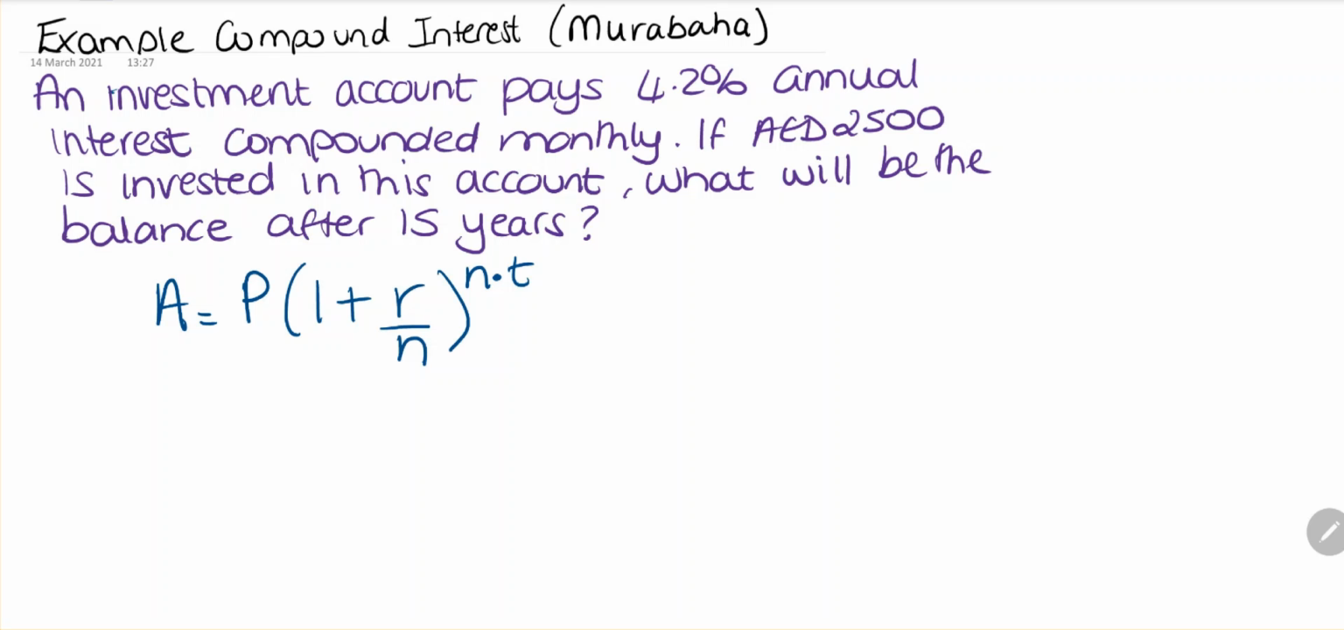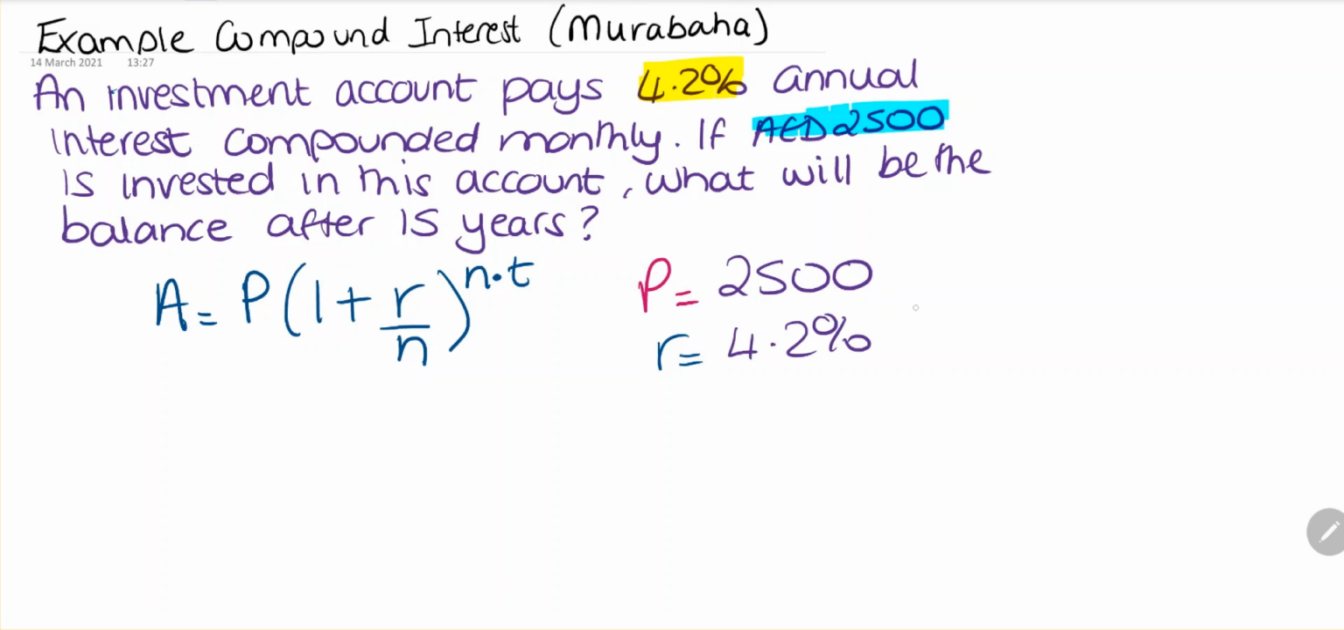So first of all, the principal amount. If you look at the question, it says that we have 2,500 dirhams. So this is going to be 2,500. We need the rate. If we look at R, it says 4.2% annual interest. Now we need to write this as a decimal. So this is going to be 0.042. We divide by 100.